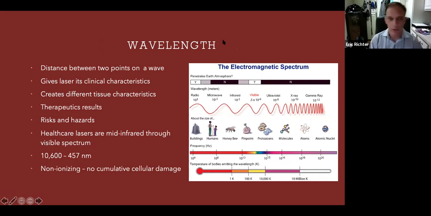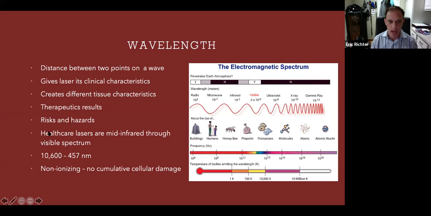Okay. So this talks about the wavelength, which is fairly self-explanatory. It's the distance between two points on a wave. Different wavelengths are what give different lasers their different clinical characteristics. Depending on the wavelength, that will determine what it does to a particular tissue or target and what its therapeutic result will be. It will determine the risks and hazards.